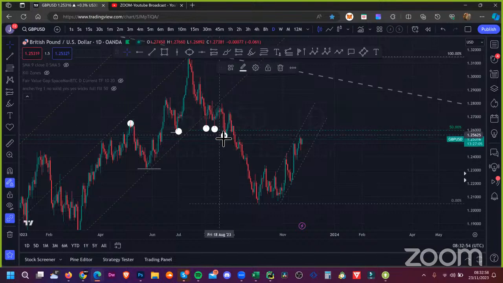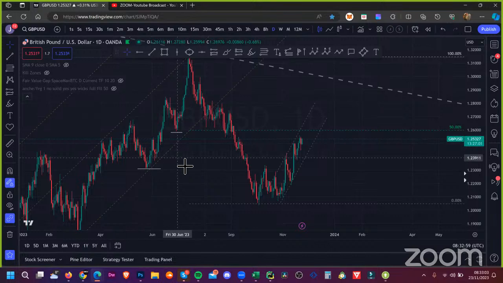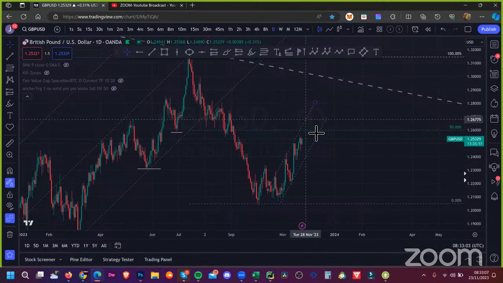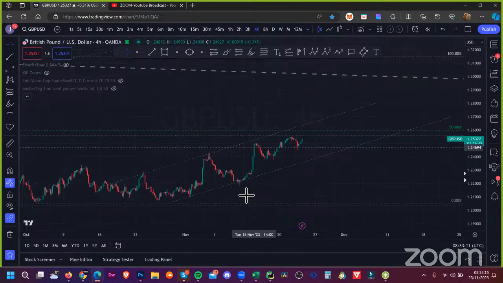Now I say maybe because I do not have a crystal ball, because the batteries on my one have run out. And we have to trade what we see. We don't know for sure that the market's going to turn around here, but we've got our ideas. All right, let's drop our time frame down to our 4 hour and see what this market's been doing within that 4 hour impulse.